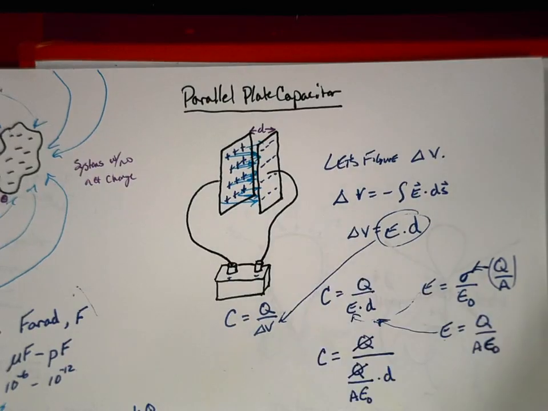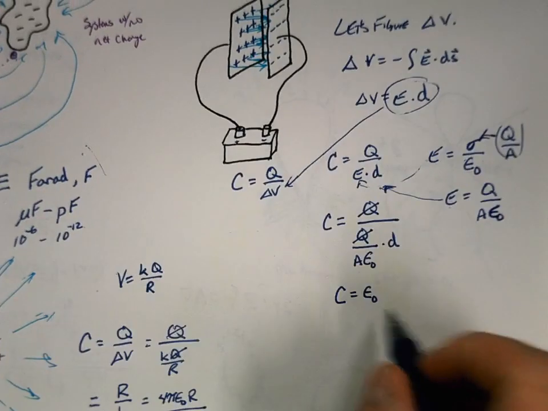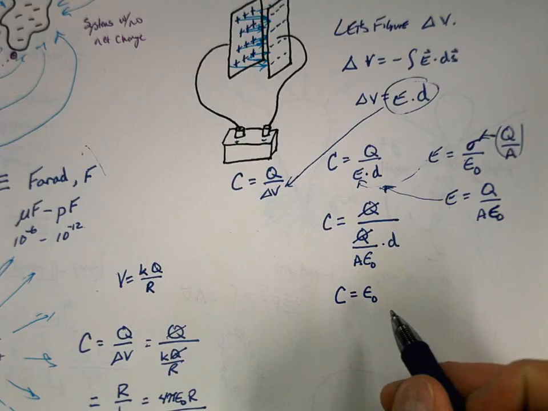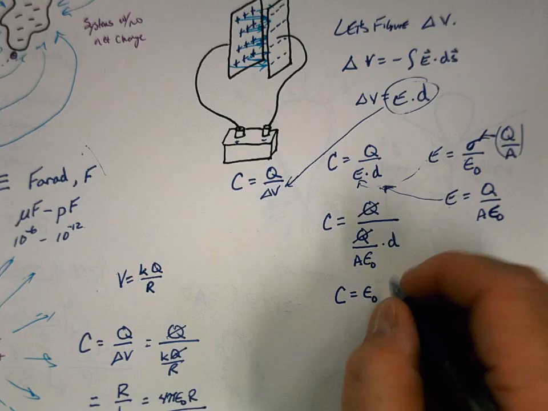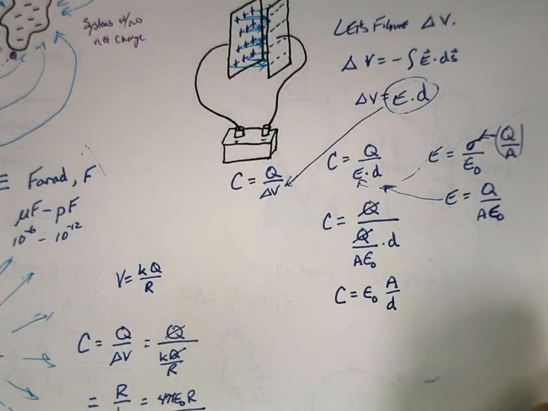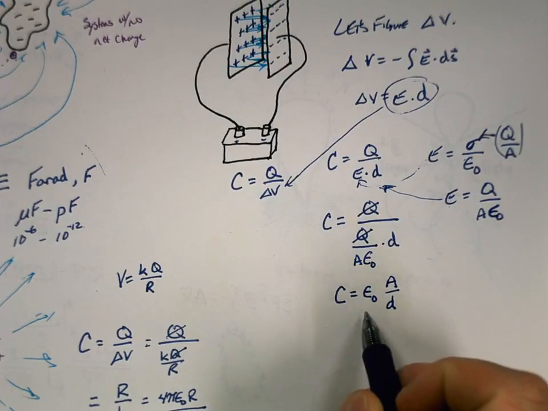Q cancels, and we're left with the capacitance equal to epsilon naught, the permittivity of free space, times A over D. Do you remember what the permittivity of free space really was? It was the ability for charge to travel across a vacuum. And all of a sudden, fundamental constant, essential geometry.